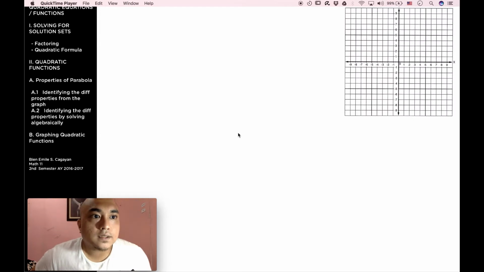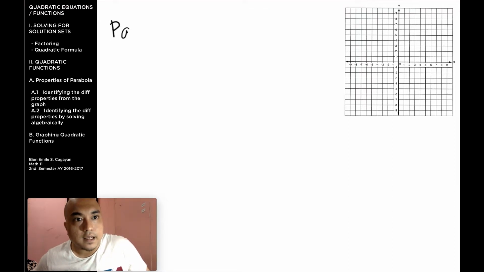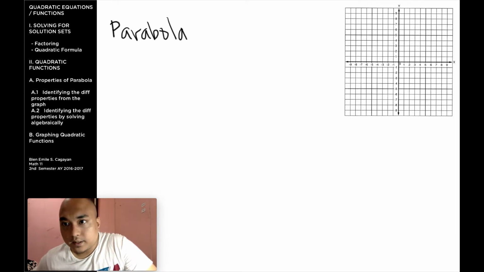Now that we've discussed solving for solution sets, we're now going to discuss quadratic functions. If you graph quadratic functions, we call it a parabola. Usually a parabola looks like this, either like that. That's a parabola.